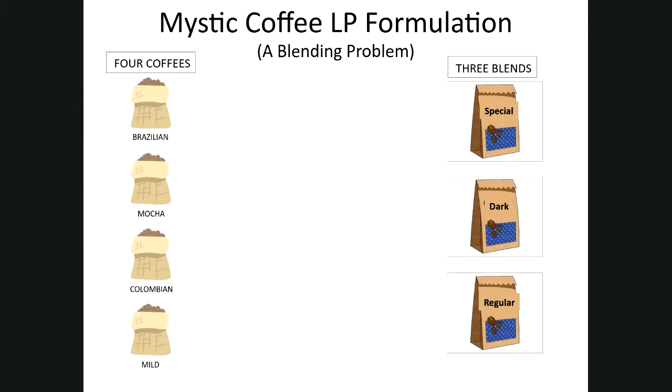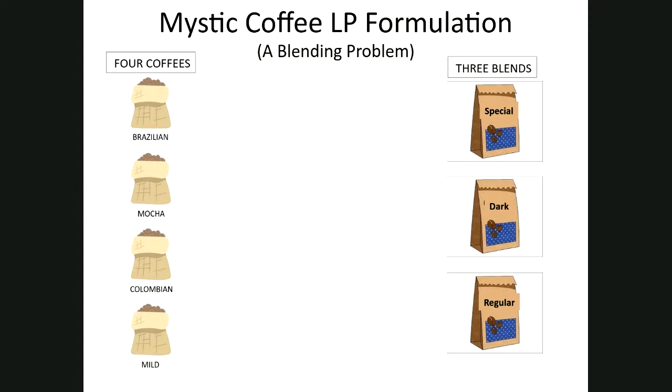All right, this is lesson 23, and this is going to be exclusively about solving the Mystic Coffee problem. And I want to go through this quickly. We've already talked about the Mystic Coffee problem, but just as a review, as you'll remember, we had four different coffees, Brazilian, mocha, Colombian, and mild, and those were put into three different blends, the special, dark, and regular.